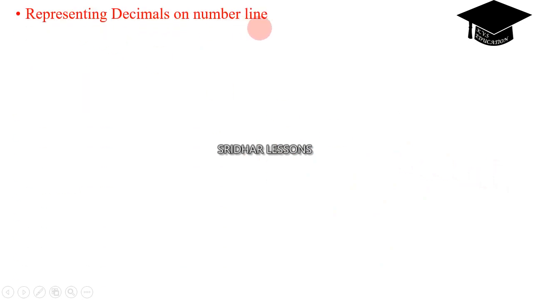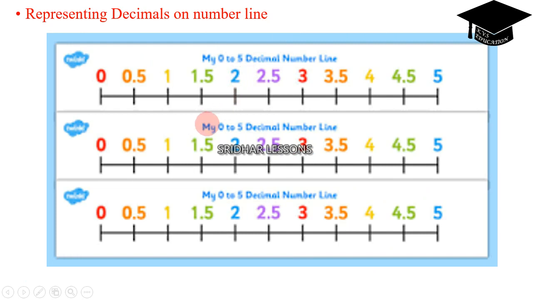Representing the decimal numbers on a number line. See, 0 to 5 on decimal numbers. 0, 0.5, 1, 1.5, 2, 2.5, 3, 3.5, 4, 4.5 and 5. This is how we are going to represent the decimal numbers on a number line.